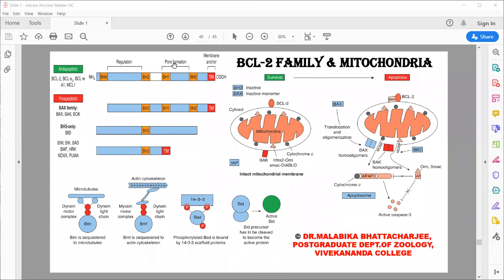Now coming to this part, these are the domains commonly shared by the different members of the BCL2 family. This is the pro-survival member having all four famous BH domains. These are the BCL2 homology domains. It comes after the name of the protein. Why is it called the BCL2 homology domain? Because this is a domain found in all the members of the BCL2 family of proteins, and it is by these domains that they interact with each other.